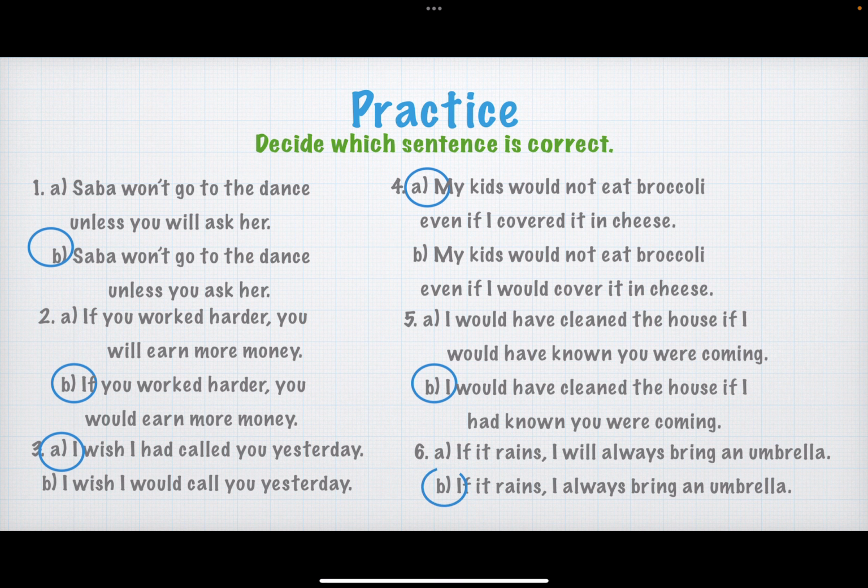And number 6, if it rains, I always bring an umbrella. So always tells me that this is a fact. This is what always happens. So I want the 0 conditional here.